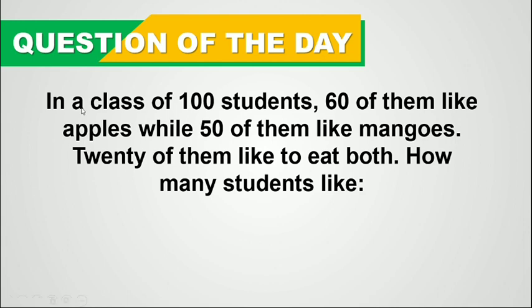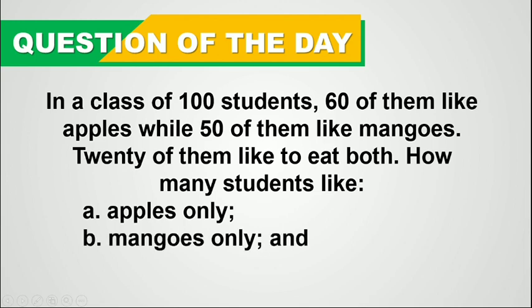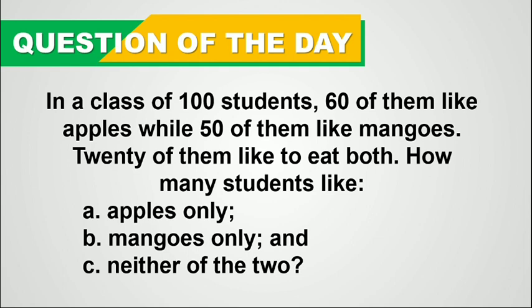In a class of 100 students, 60 of them like apples, while 50 of them like mangoes. 20 of them like to eat both. How many students like apples only? How many of them like mangoes only? And neither of the two? So this is a similar problem to the first problem presented a while ago. So let's do the same procedures.